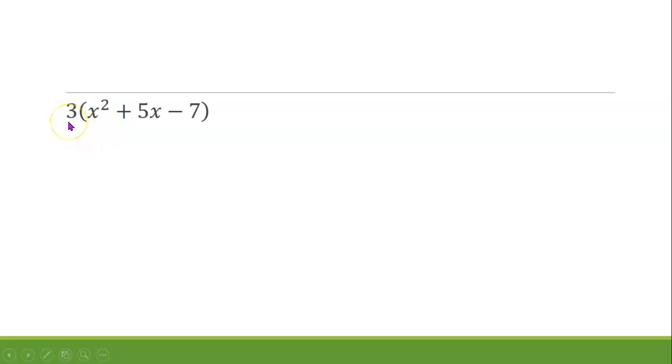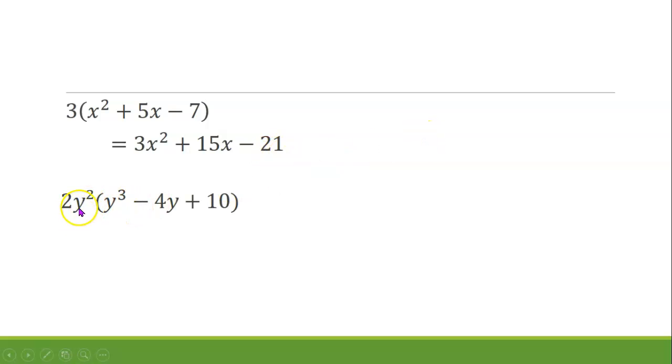So if we have an expression like 3 times (x squared plus 5x minus 7), all in parentheses, so the 3 is getting multiplied by that whole thing, we can remove the parentheses and use the distributive property to multiply that out. We've got 3 times x squared plus 3 times 5x, which is 15x, and then the 3 times the minus 7 would be minus 21.